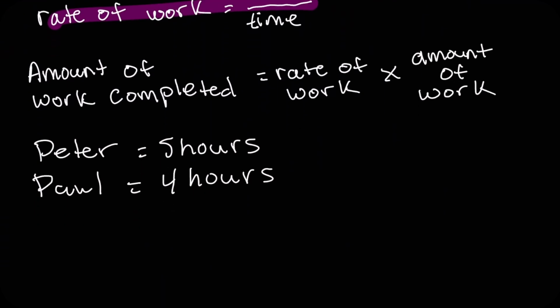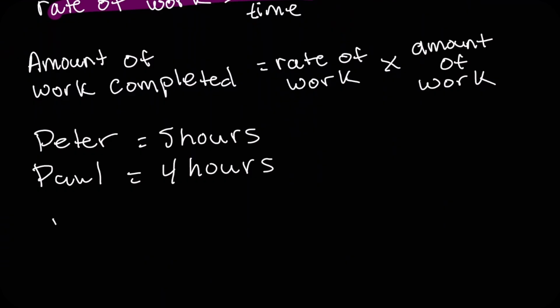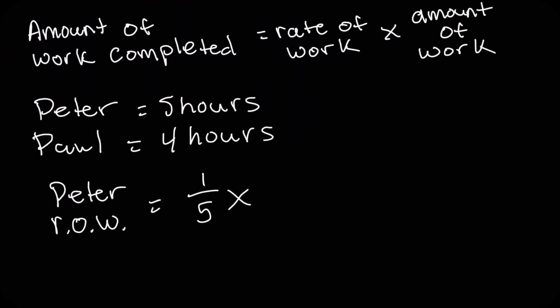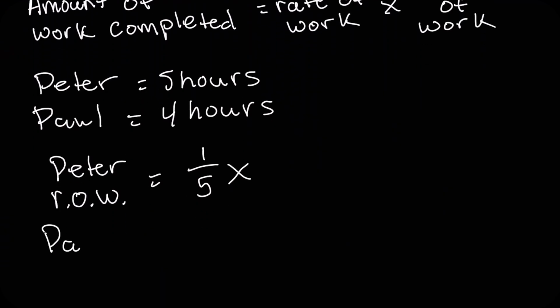So let's see. Peter, and I'll abbreviate rate of work by r, is equal to 1 divided by 5, and then x will represent our number of potential time, and then Paul will be equal to 1 divided by 4x.